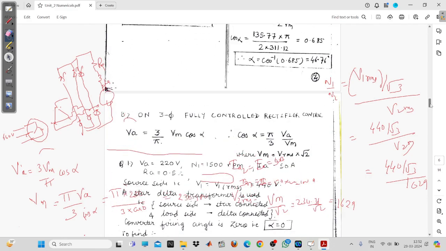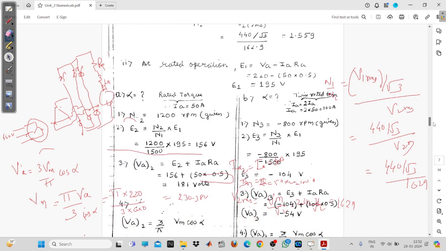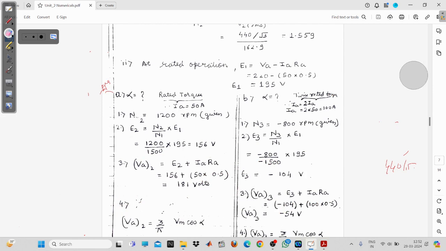This one is the solution side. The questions are with you. You can just read the question and directly come to the solution side. So alpha needs to be calculated. This is the rated motor torque, IA will be equal to 50 ampere. But before that, you will have to calculate the back EMF for the rated operation, for the rated speed, because the speed has changed, and for the changed speed you will have to calculate the firing angle.